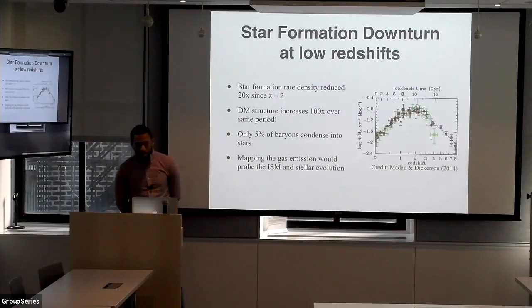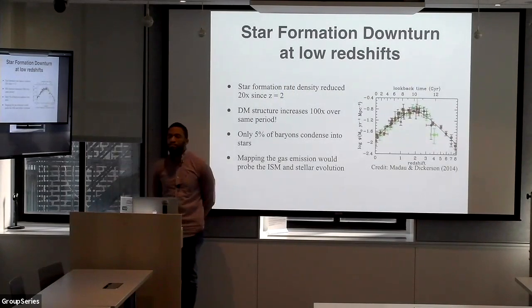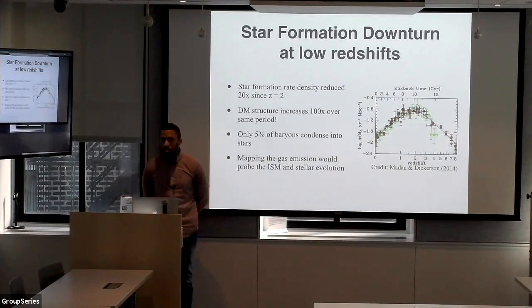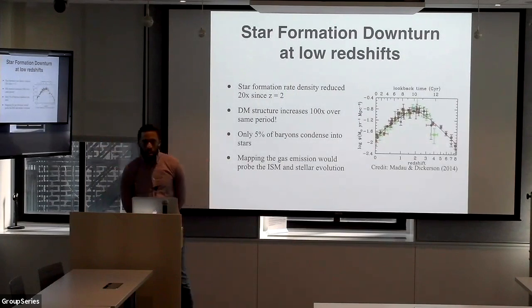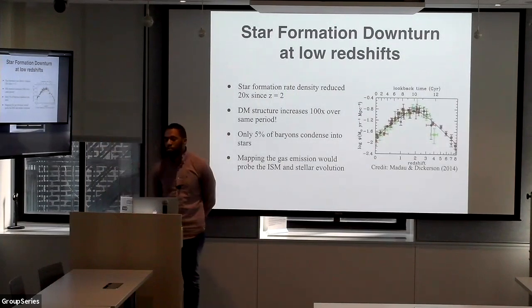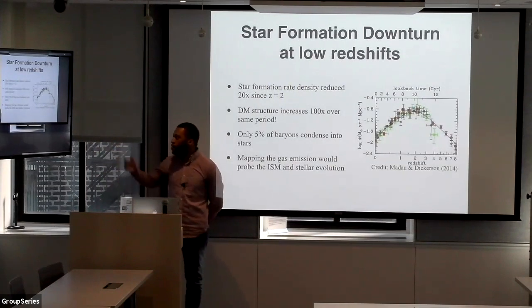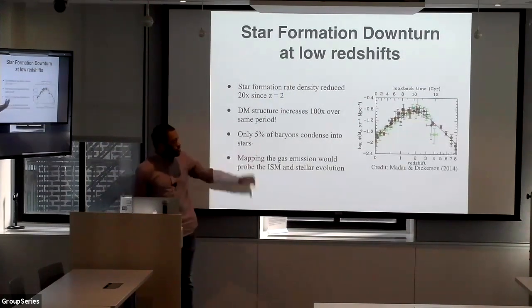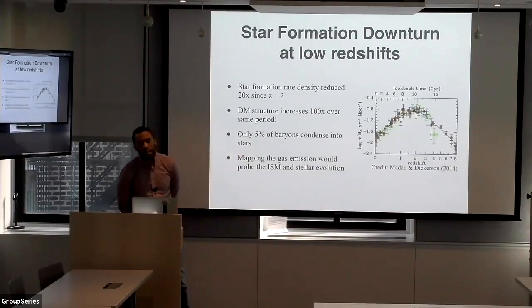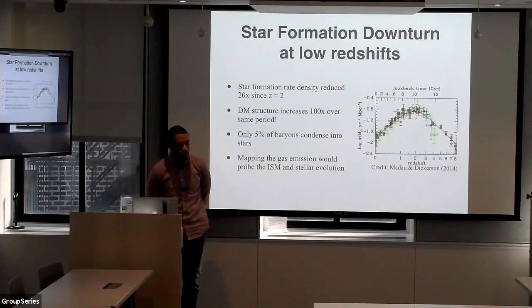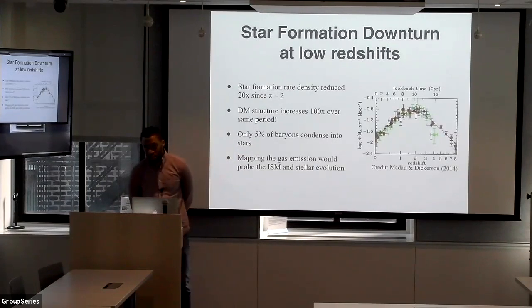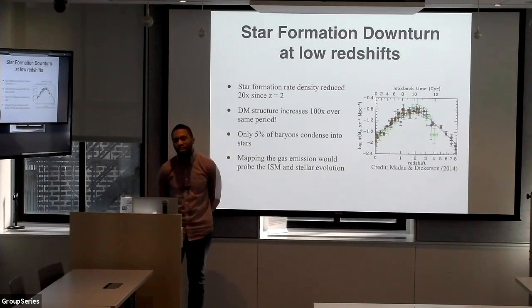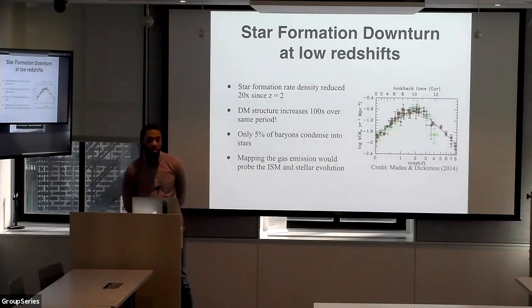In particular, we know that as you map stellar evolution, in particular what we call the star formation rate density, or the mass of stars produced per volume, we have a plot here, the famous Madau plot, where we see that at redshift 2, about 10 billion years ago, the density of stars began to decrease, and it has decreased today by a factor of 20. Whereas we know that the dark matter structure, a lot of the large-scale structure that you normally study when looking at galaxy surveys, has increased by a factor of 100.